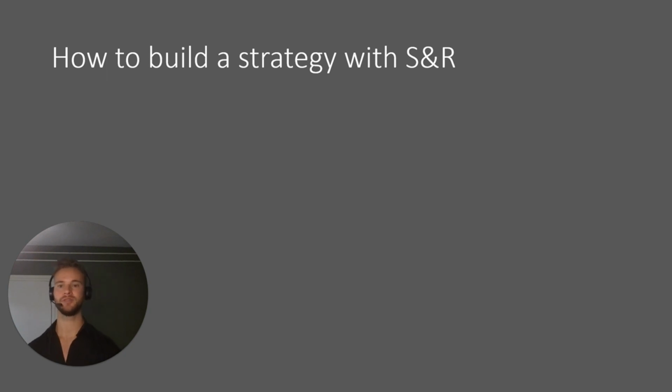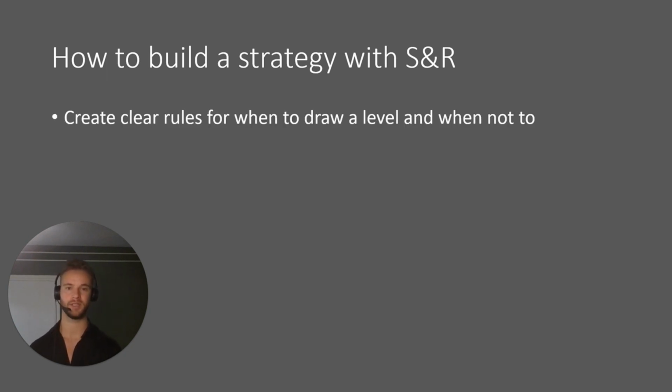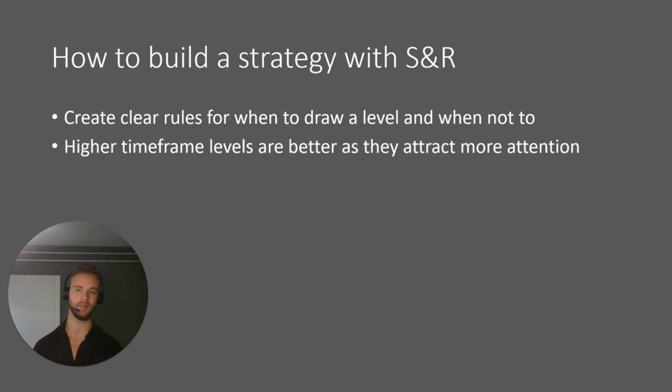So now how to build a strategy with support and resistance, and it always starts with creating clear rules for when to draw a level, but also when you're not going to draw a level. And that's really difficult for most people because today they draw it like that, tomorrow they draw the lines like that, and it's going to be all over the place. So when you're going to build a strategy using support and resistance, create clear rules on when you're going to put a line or when you're not going to put a line, because you want to create consistency there. Like I said earlier, higher time frame levels are usually better.